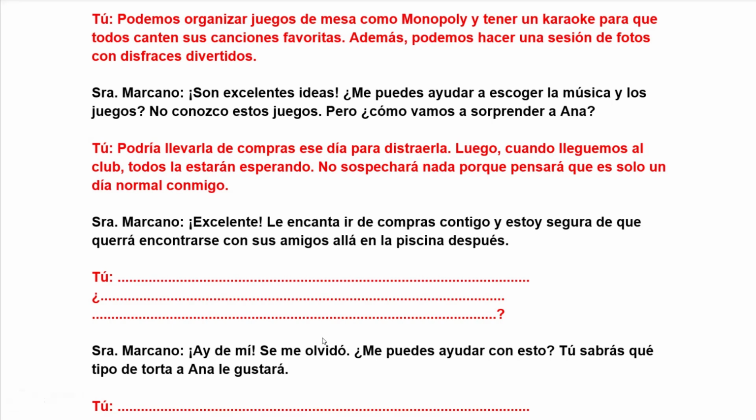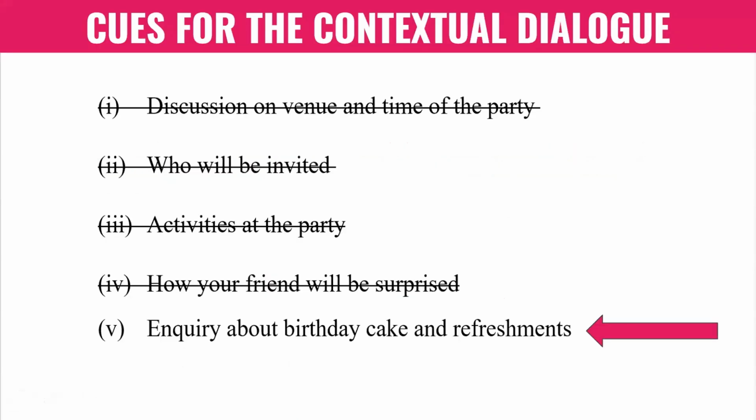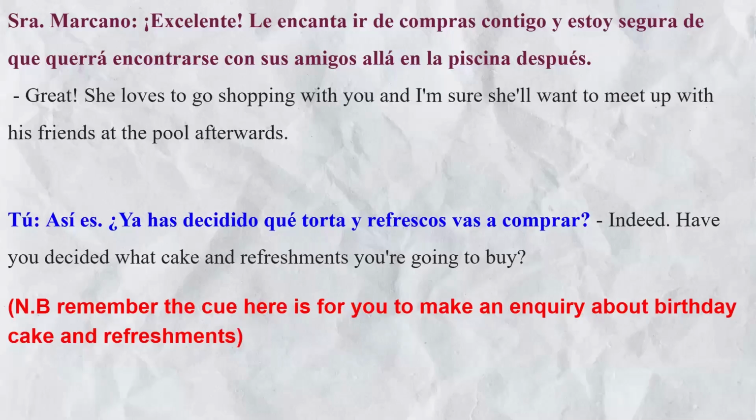So remember, before attempting to give your response, we must first look at the cues again. So as you can see, we have completed cue number 1, 2, 3, 4. We're no longer discussing how Anna will be surprised. It's all about an inquiry, right? So you have to inquire about the birthday cake and refreshments. This is what we have to do. This is the kind of information we need to include in our response, okay? So now for our response.